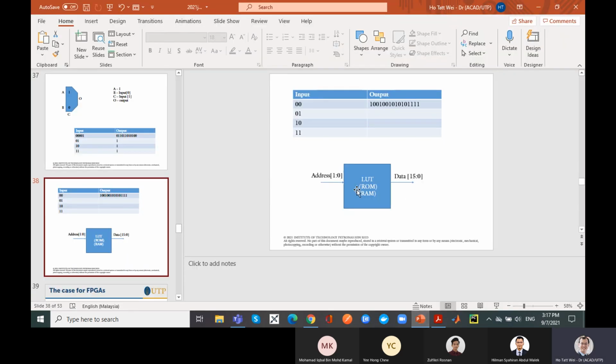So what would you expect for, let's say I implement it with a ROM, okay? Would you expect for different values of input the propagation delay at the output to be the same or to be different?